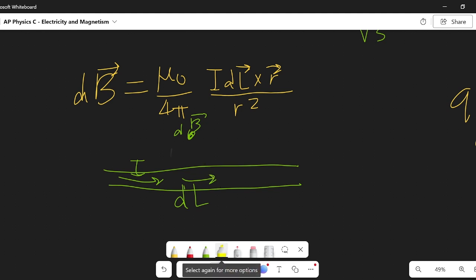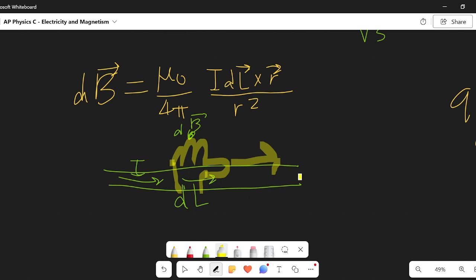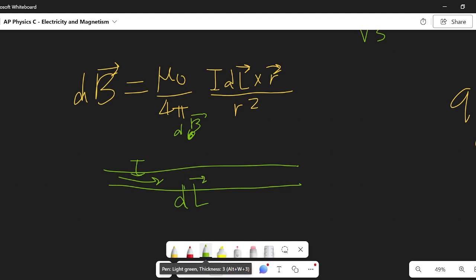Now if we have our hand like so, pointing like this, our thumb will point in the direction of the current, and then our right hand will curl in the direction of the actual magnetic field movement. The magnetic field like so, right?